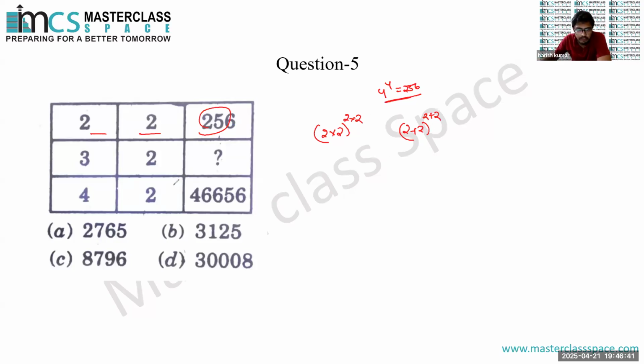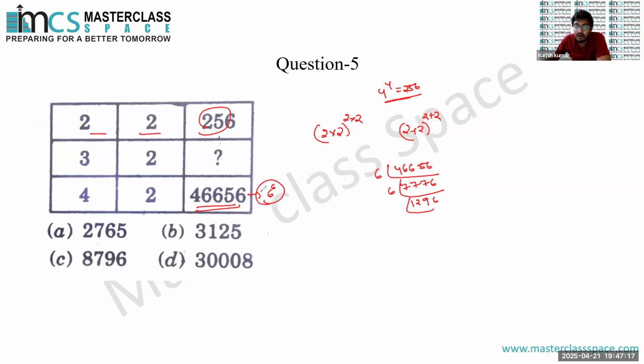Now I'll come to here. 46656. First of all, I'll check whether this is a power of something. Because 6 is there, I'll try 6. 6 sevens are 42, 6 sixes are 36. 6 ones are 6, 6 twos are 12, 6 nines are 54. Okay, 1296 is nothing but 6 power 4. I got the logic. 46656 is nothing but 6 power 6.